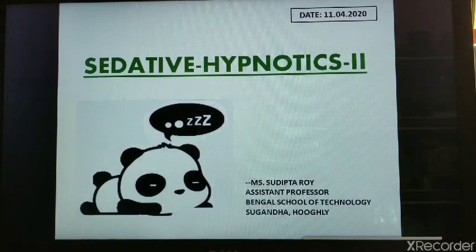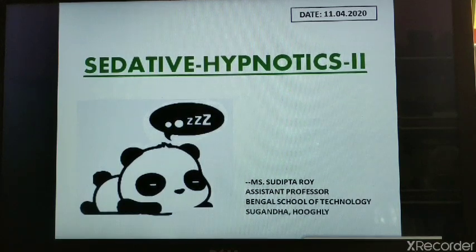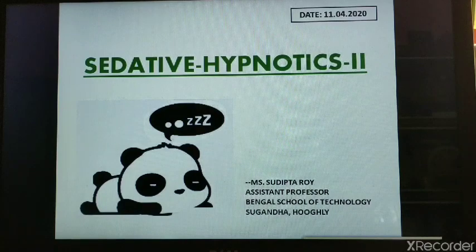Now, we have to see how the dose of diazepam affects the sedative and hypnotic action. At lower doses, diazepam shows only sedative action, whereas a comparatively higher dose shows the hypnotic action of diazepam, and at further higher doses, it causes general anesthesia in the patient.